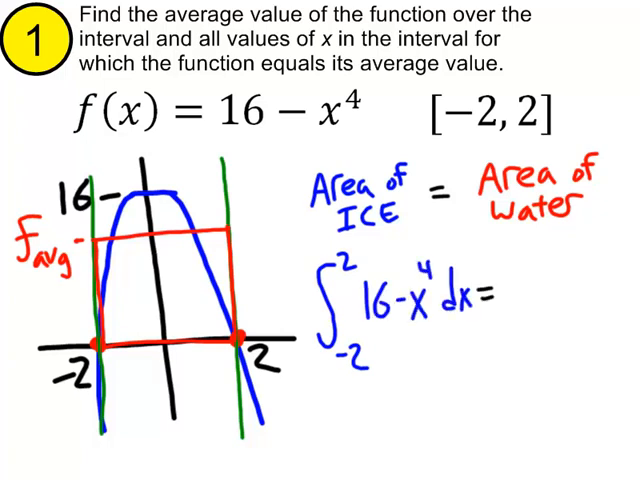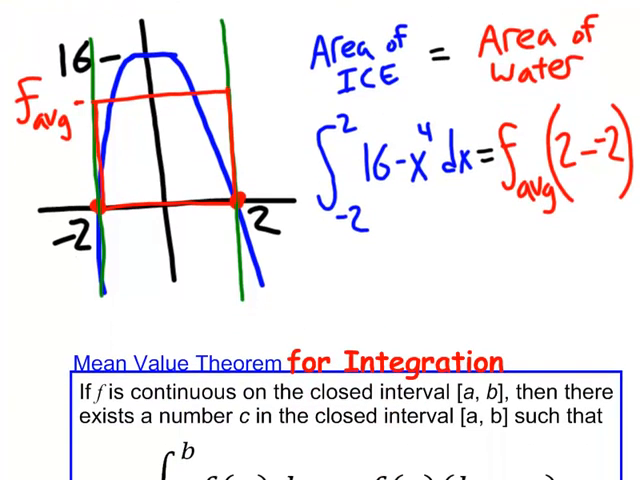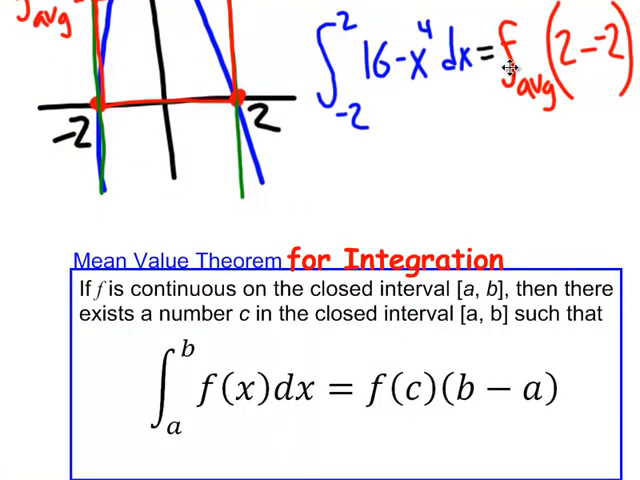And the area of water, since we're dealing with just a rectangle there, is going to be the height of the water, which we said would be F average, times the base of the rectangle here, which I'm going to go ahead and write as 2 minus -2 rather than simplify it. And the reason is because I just really want to show that this really is all that the mean value theorem for integration is saying.